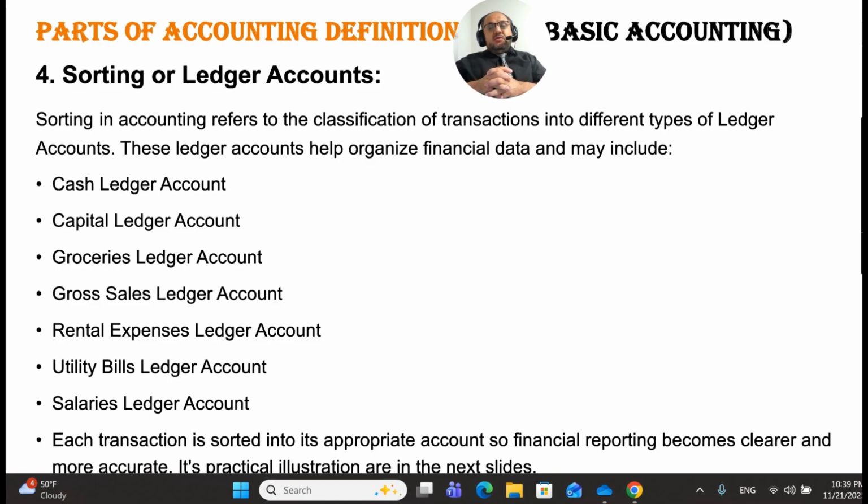So let's start. What is a ledger account? Number 4, sorting or ledger account. Sorting in accounting refers to the classification of transactions. What does it mean? To divide the transactions into separate accounts, into different types of ledger accounts. These ledger accounts help organize financial data and may include a cash ledger account, capital ledger account, groceries ledger account, gross sales ledger account, rental expenses ledger account, utility bills ledger account, and salaries ledger account.